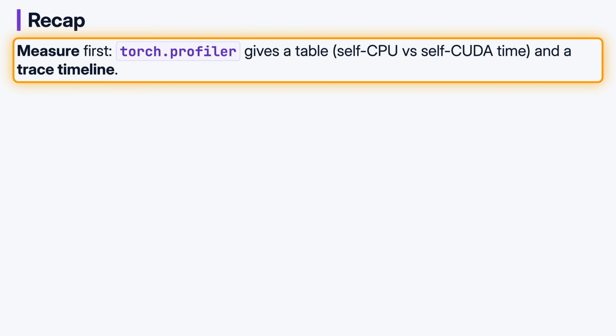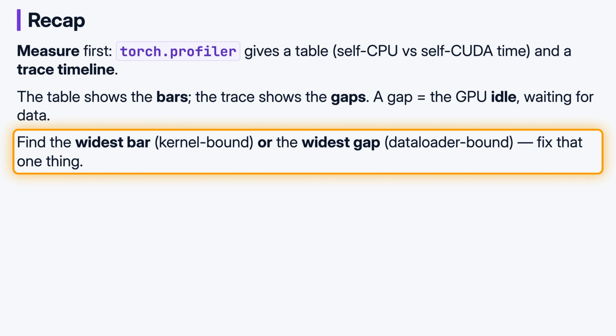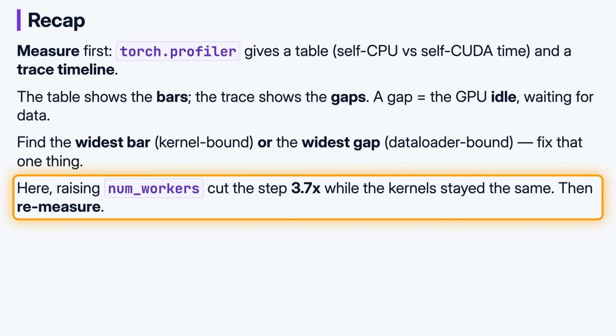Measure first. Torch.Profiler gives a table, self-CPU versus self-CUDA time, and a trace timeline. The table shows the bars. The trace shows the gaps. A gap is the GPU idle, waiting for data. Find the widest bar, that is kernel-bound, or the widest gap, that is Dataloader-Bound. Then fix that one thing. Here, raising numWorkers cut the step 3.7 times with the kernels unchanged. Then remeasure.